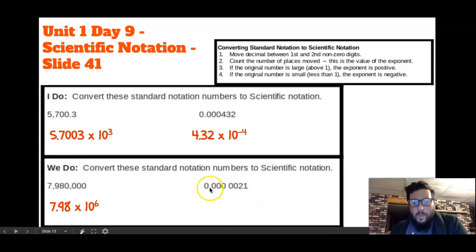The other number, right here, we're going to move it 1, 2, 3, 4, 5, 6 places. So that's 2.1 times 10 to the negative 6. That's a negative. I don't know why it's an underscore there. And the reason it's negative is because this is a tiny number. It's a lot smaller than 1. All right.